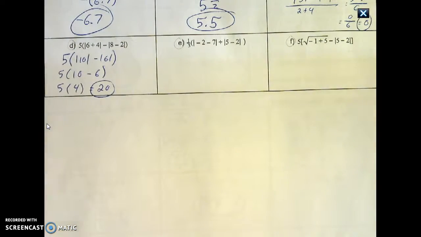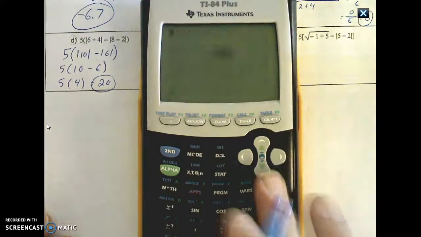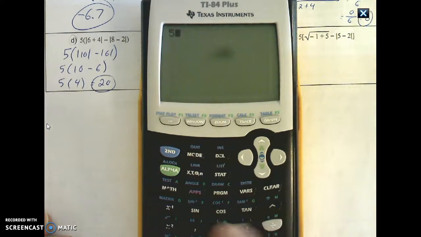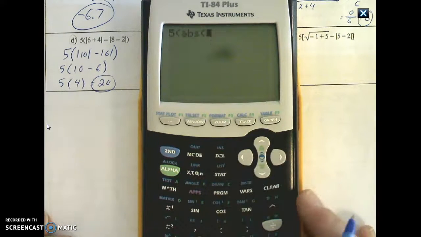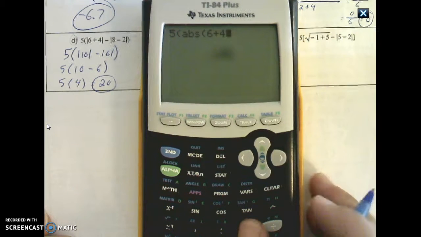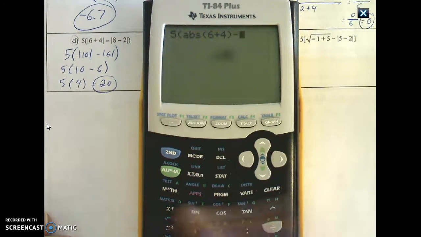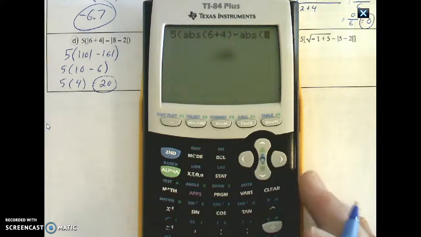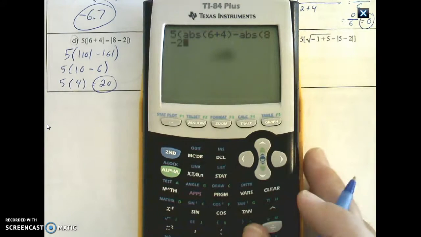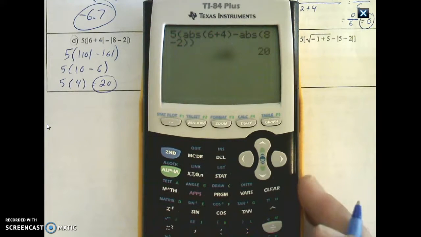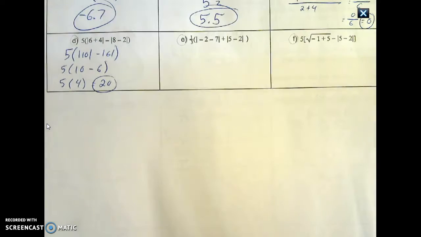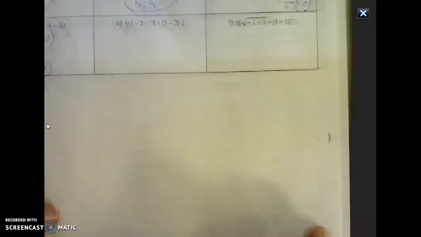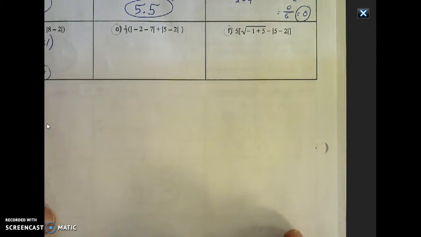Multiply, 20. Boom. Okay, 5, parentheses, math, absolute value, 6 plus 4. Close it. Minus, math, absolute value, 8 minus 2. Close it, 20. We're in good shape. Okay? You can always use a calculator, so ask questions if you need help.